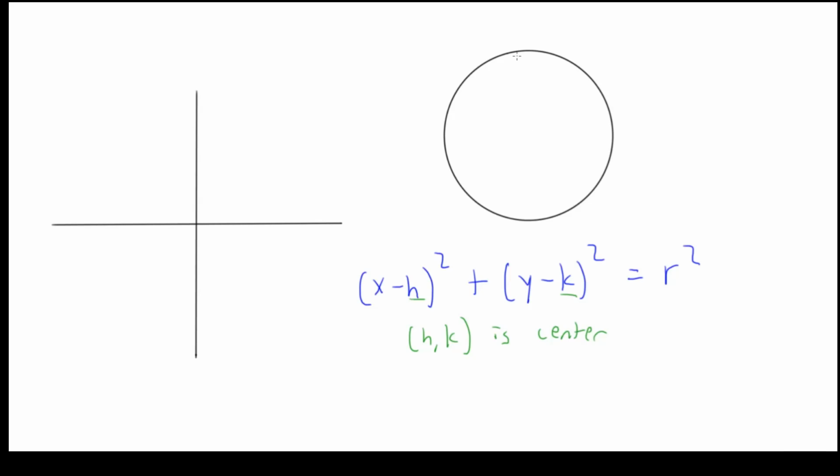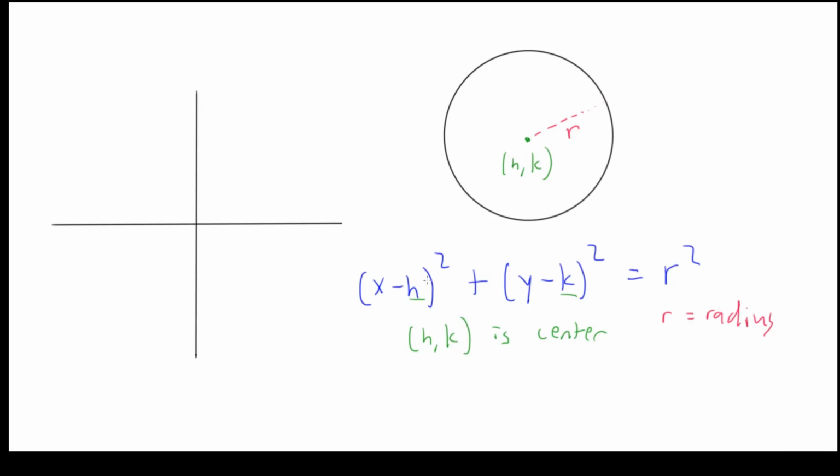The general form for the equation of a circle is (x − h)² + (y − k)² = r², where the point (h, k) is the center of the circle. So basically, if this was a circle on a graph, this would be the point (h, k), and r is the radius. In this case, the distance from the center to the edge is the radius.